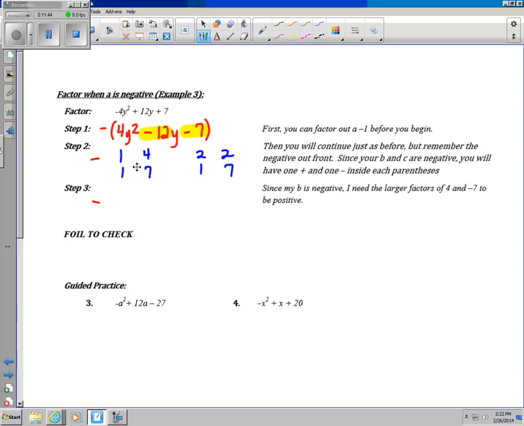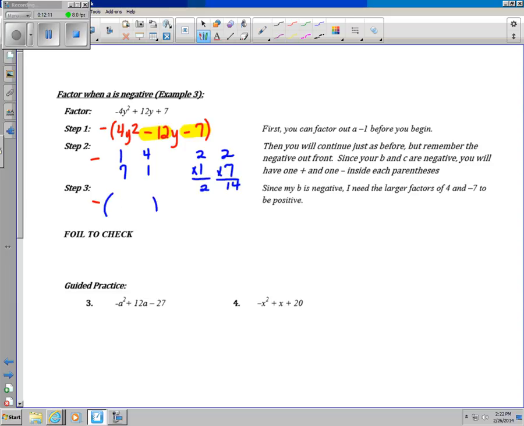This is going to give me 28 minus 1, which is 27. Okay? If I switch them around and did 7 and 1, which could be a possibility, so you should always check it, I get 4 and 7, which the difference is 3. Still doesn't give me my B term. Over here, I have 2 times 7, which is 14, and 2 times 1, which is 2, and 2 and 14 do have a difference of 12. Okay? And I need that to be a negative 12.